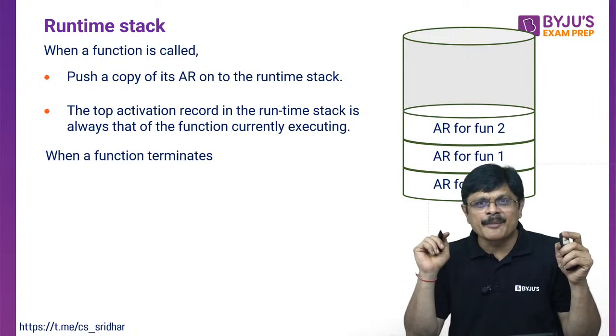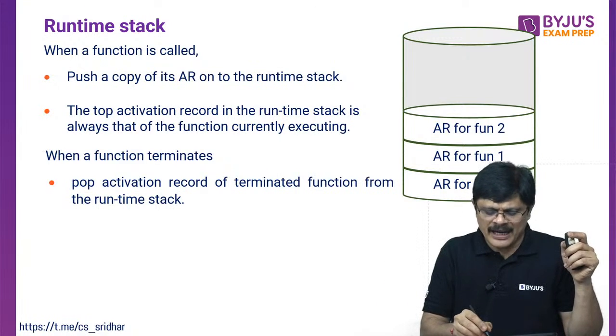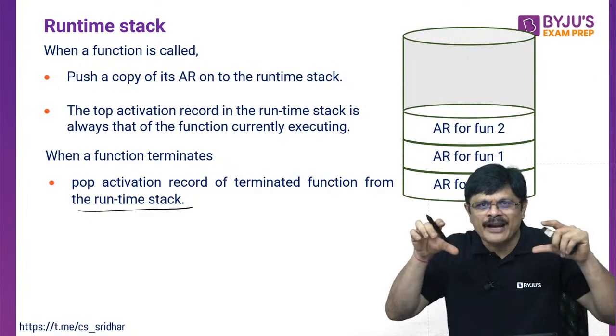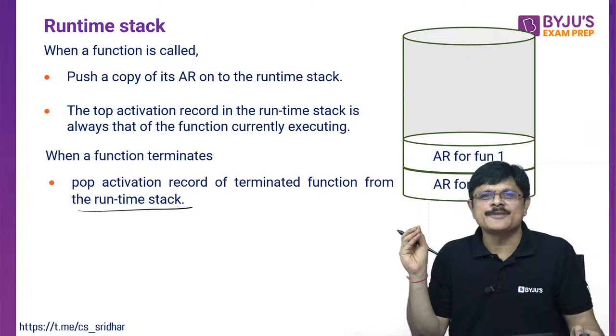When a function terminates, the activation record is removed, my dear friends. Pop the activation record of the terminated function from the runtime stack. That is the top of the stack, whatever activation record is there, that is popped out. Am I clear? So it is popped out.